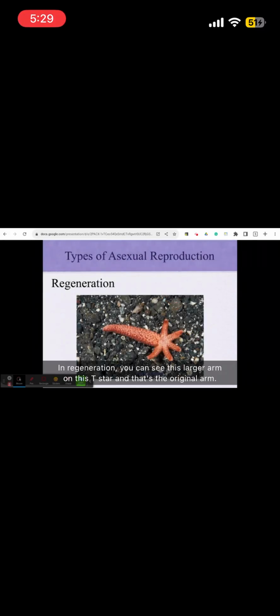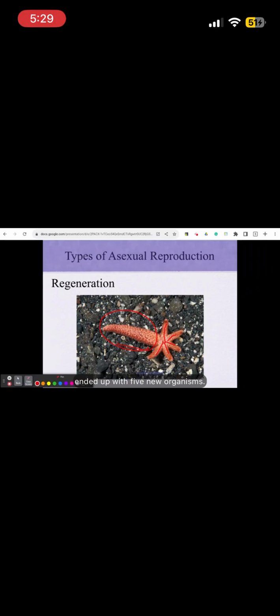In regeneration, you can see this larger arm on this sea star, and that's the original arm. And you can see that he has been able to regenerate the rest of his body from that single piece. So anytime a sea star is cut up, if you would have cut this into 5 pieces, you'd have ended up with 5 new organisms. So regeneration in the context of asexual reproduction allows an organism to recreate itself from just a piece.